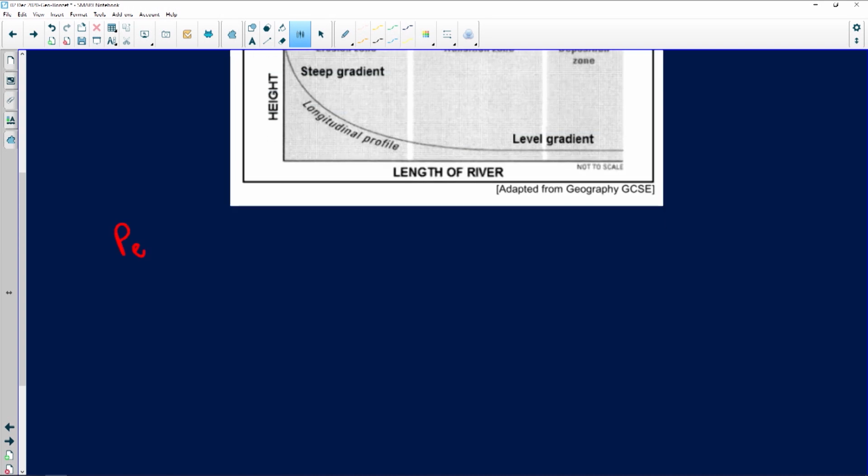Now, we have permanent rivers. We have episodic, periodic, and exotic. Now, I'm not going to write it down. You need to listen to me because I want to use more time to explain more stuff.